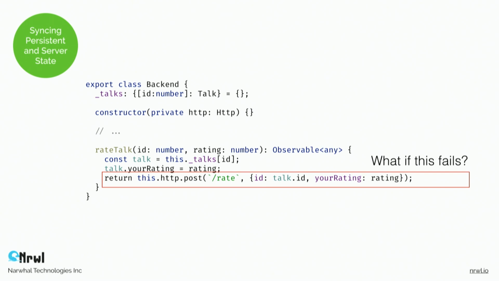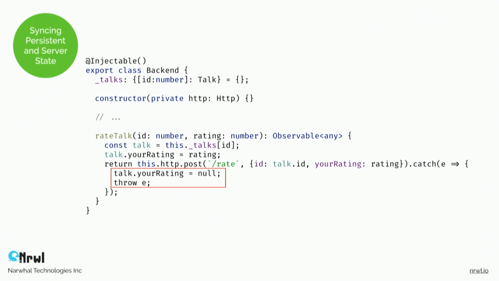So what will happen is the talk object on the client side in our application will remain rated. So it will have a rating set. And the same object on the server will be unrated because an error happened. And we have essentially an issue where the persistent state and the server state are out of sync. And our application is broken. Because what the user sees is not what actually is stored on the backend. If the user refreshes the page, the information will be different, which is a horrible state to be in.